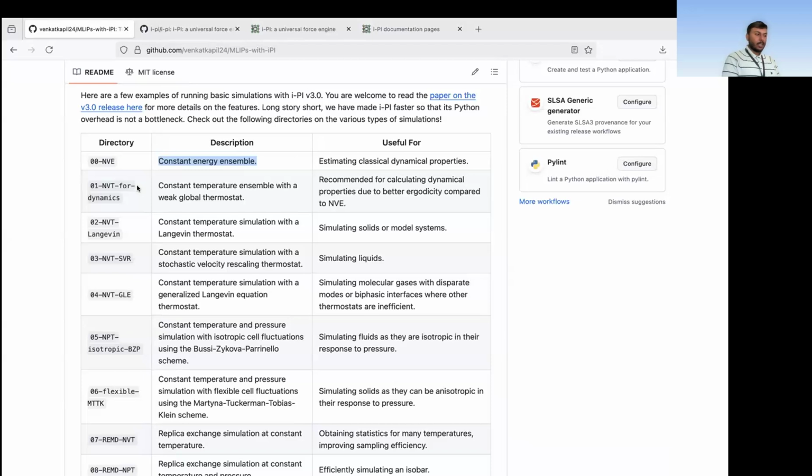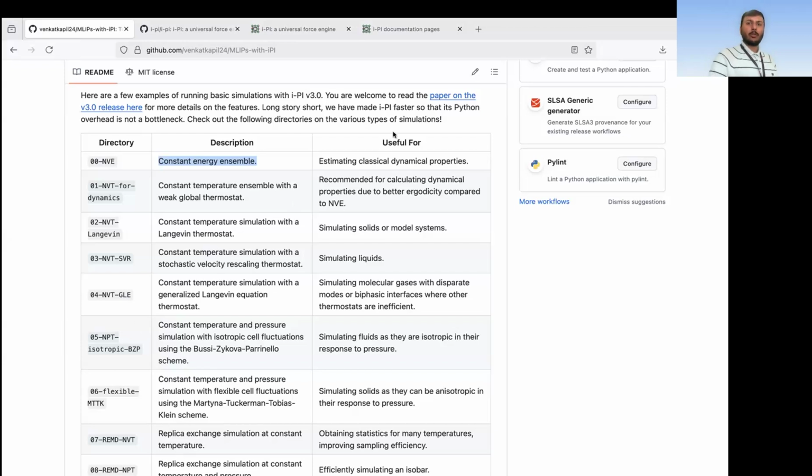And again, if you are used to using ASE for your MD, these are some details that you may not have paid a lot of attention to, which is what exactly should be the nature of your thermostat. If you are simulating a solid or a liquid, should you be using the same thermostat? If not, what are the ideal parameters? If you have no idea, or if you have an interface and you have no idea what thermostat you should use, is there some sort of a universal thermostat which can give you good sampling? All of these are different use cases here.